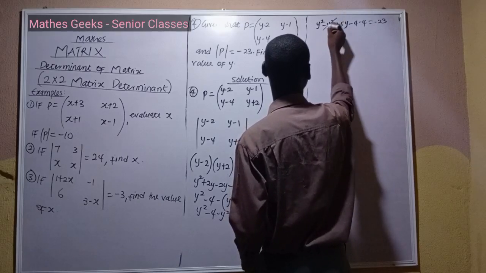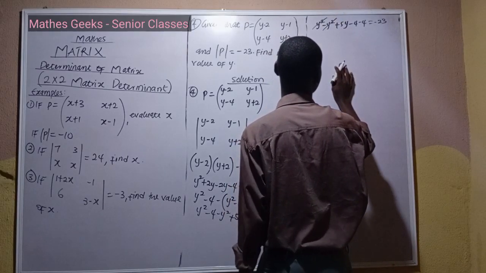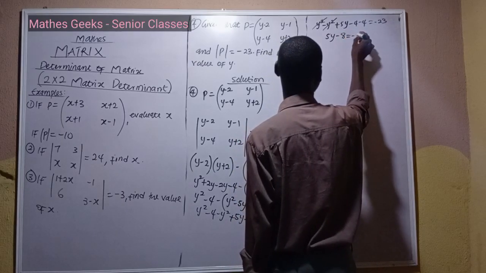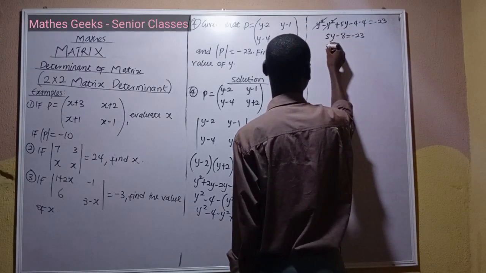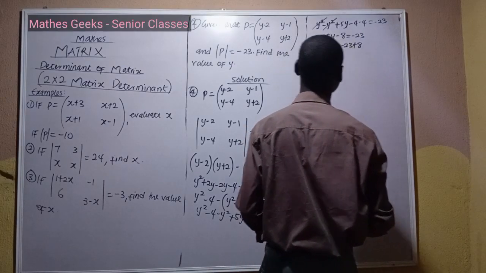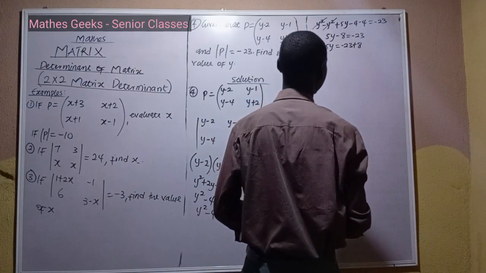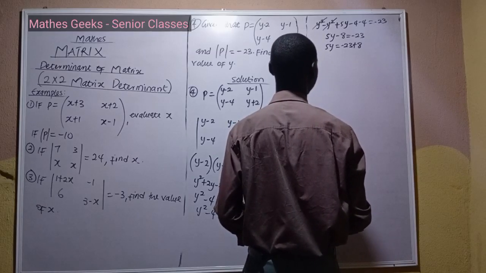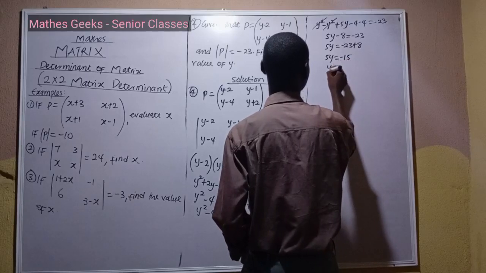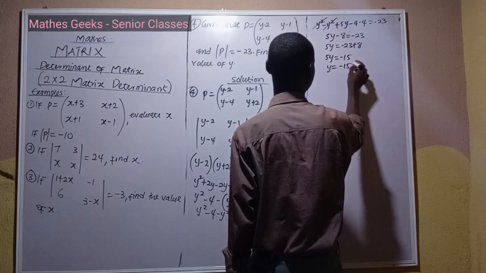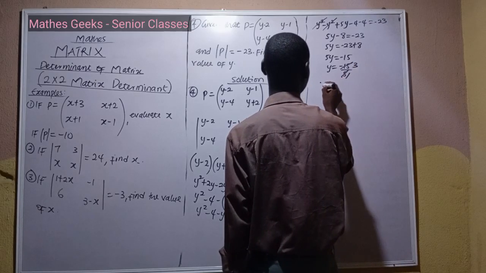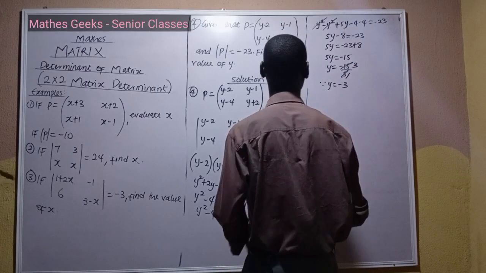So y squared minus y squared will cancel out and give us 0. 5y minus 8 equals minus 23. 5y equals minus 23 plus 8. So minus 23 plus 8 will give us minus 15. 5y equals minus 15. So y is equal to minus 15 over 5. 15 divided by 5 is 3. So y is equal to minus 3.